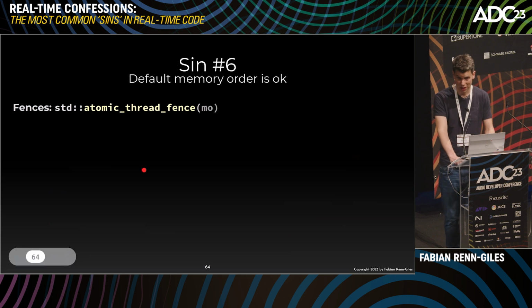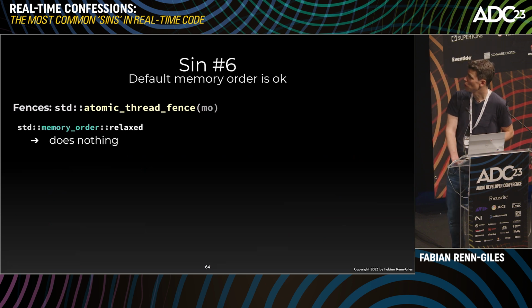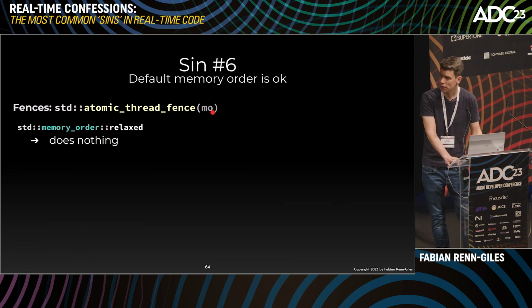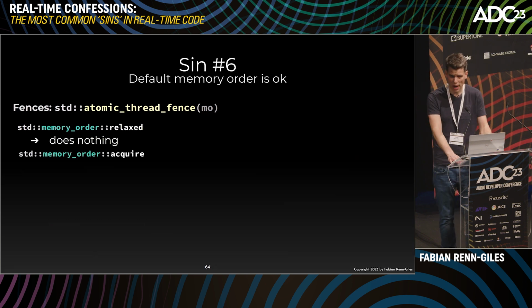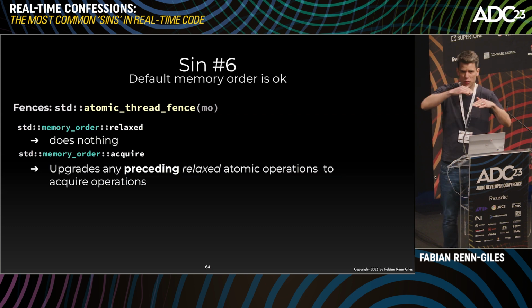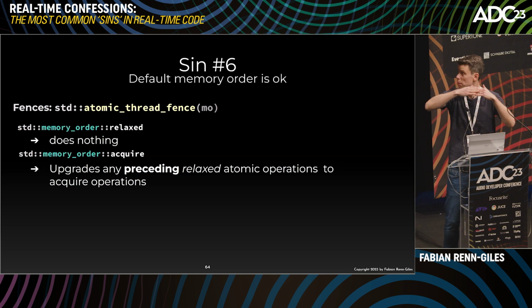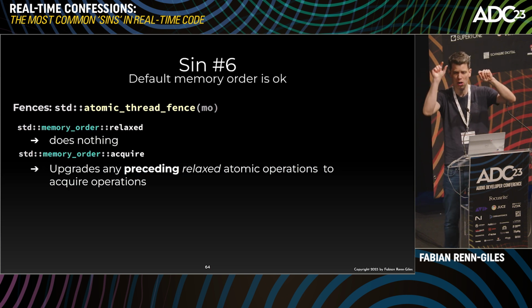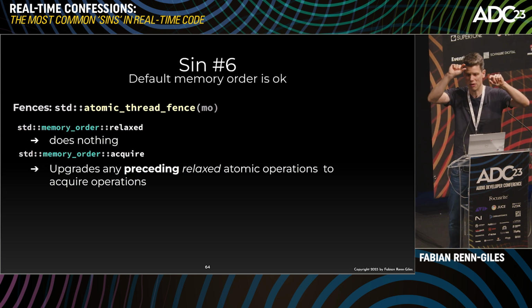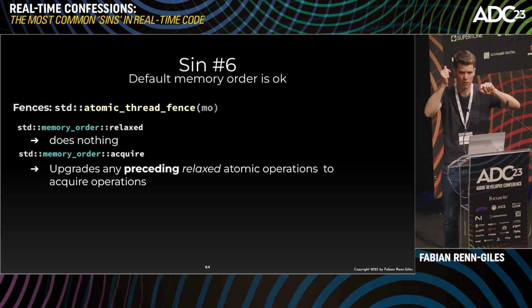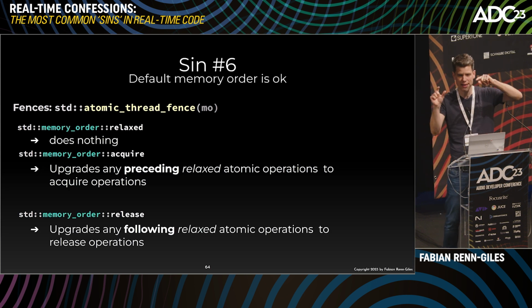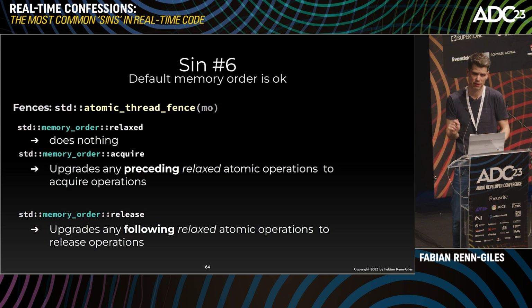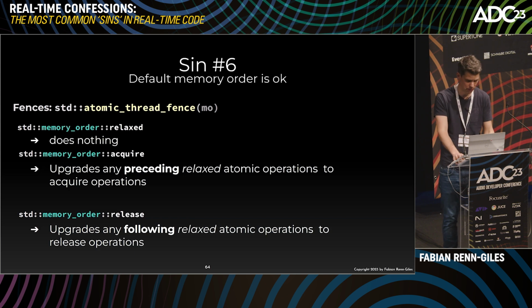And now we have fences. Atomic fences, what are those? So an atomic fence is just a single instruction, and it just takes a memory order. If you put memory order relaxed into a fence, it does nothing. If you put memory order acquire, something really funny happens. Any preceding atomic instructions that you wrote, so above the fence, any atomics that have a memory order of relaxed, you can kind of think of that fence as finding and replacing that relaxed memory order and upgrading it to an acquire memory order. And the release does the opposite. Any following atomic instructions that had that relaxed memory order will always be upgraded to a release memory order. And we'll see an example of that later.